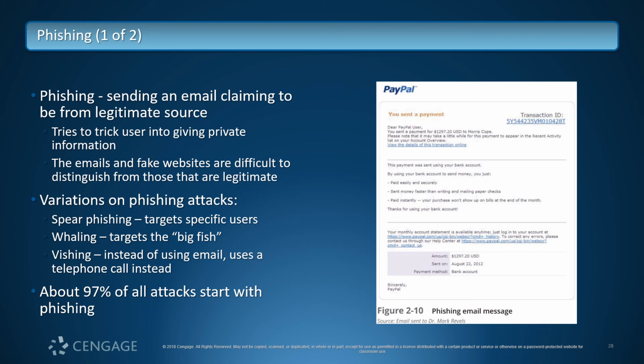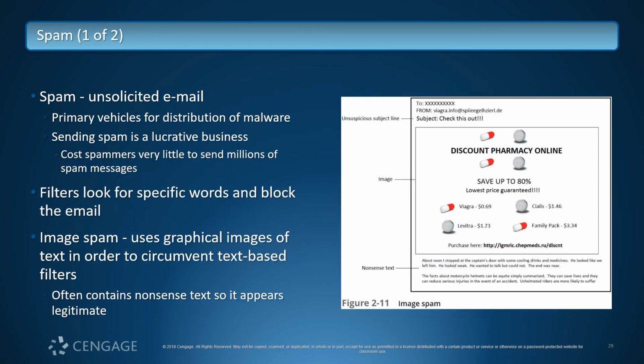Variations on phishing attacks. Spear phishing, of course, would be to target specific users. Spear is a single target. Whaling goes after big fishes, individuals or organizations that are wealthy or in possession of strong resources. Vishing is where you use phone calls instead of emails. About 97% of all attacks that have been documented start with phishing, meaning that there needs to be some kind of pretext in order to gain information to produce the results in the attack.